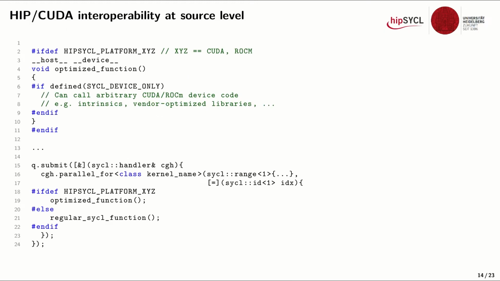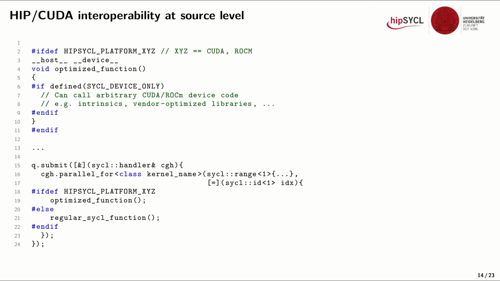I'd mentioned that with hipSYCL you can achieve hip and CUDA interoperability at a source code level. I will now show you how this works in practice. So imagine you want to have an optimized function if you compile for CUDA or rocPRIM, and if you're not compiling for CUDA or rocPRIM, you want to have a regular SYCL implementation to be portable. So in this case, what you would do is you would just check if you're compiling for your target platform. You can do this with the macros hipSYCL platform CUDA or hipSYCL platform rocPRIM.